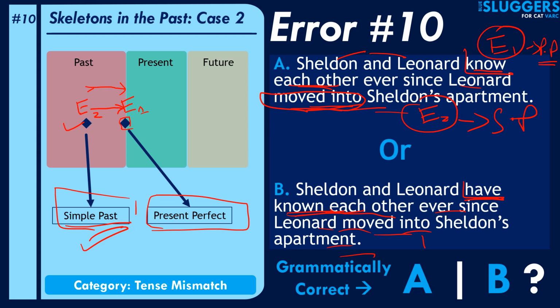So whenever you have two events, one of which has happened in the past and the other probably started with that event and is still continuing, the second event will always take the present perfect form, like in the second sentence, and the first event will always take the simple past form, like in both of these sentences. Okay, so again, the first sentence here is incorrect, the second one is correct.